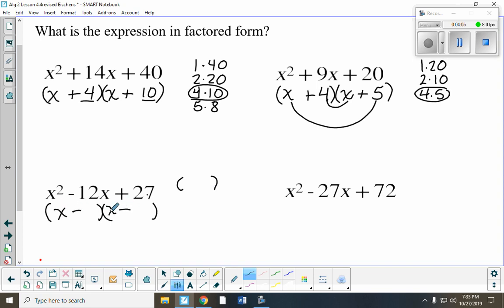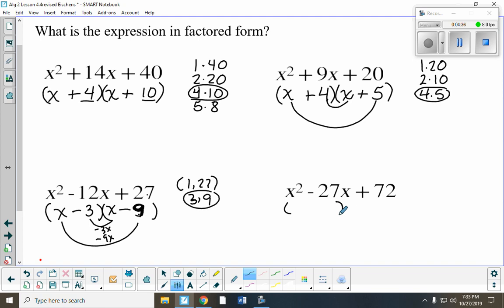So the factors of 27 would be 1 times 27, 3 times 9, and I think that's it. So now if you look at these, which add up to 12? Well, 3 and 9 do, and minus 3 and minus 9, oops, I wrote that wrong, that would give you minus 3x minus 9x, that gives you your minus 12. And if you take a negative 3 times a negative 9, that's a positive 27.